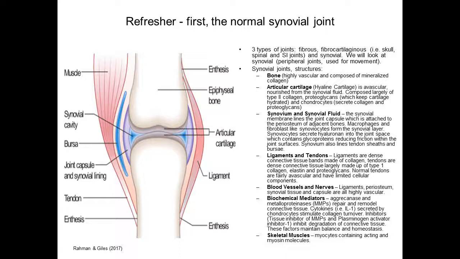And then we've obviously got the skeletal muscles, myocytes containing actin and myosin molecules, which are part of a somatic motor innervation and allowing us to move via the joints and function day to day.